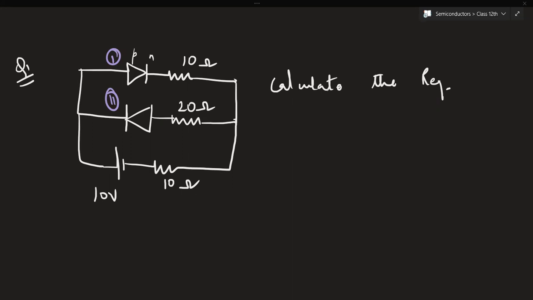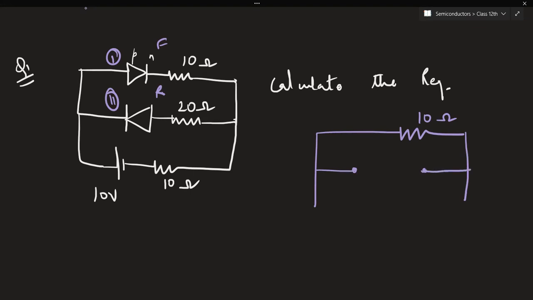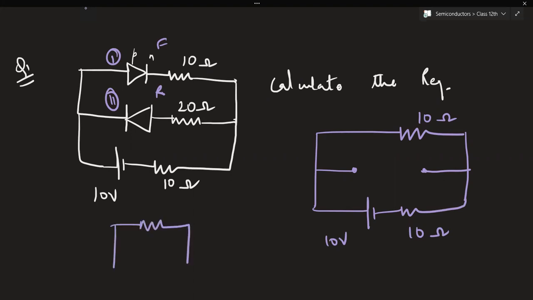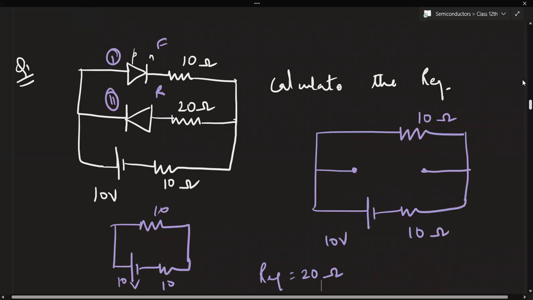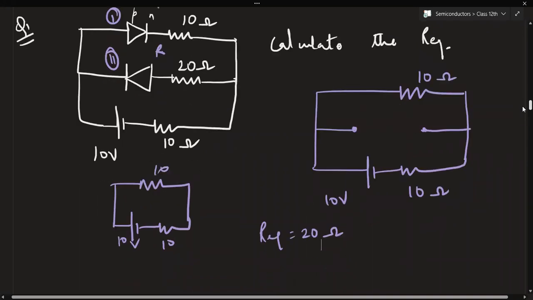So this is forward, and this is reverse. Forward bias will behave like a short circuit, so replace it with a straight wire, and the 10 ohm. This behaves as an open circuit, so whether you take it or not doesn't matter. Here you have the 10 ohm and the battery, which is 10 volt. So it is a normal circuit: 10 ohm resistors connected in series with a battery of 10 volt. Equivalent resistance, both in series, added, is 20 ohm. If current is asked, you can use V equals IR, so I will be 0.5. Fine, like this, the rest of the questions you know how to solve.